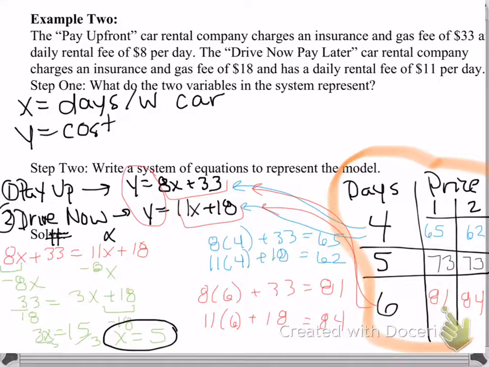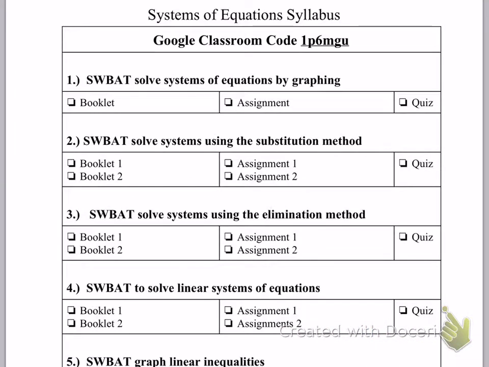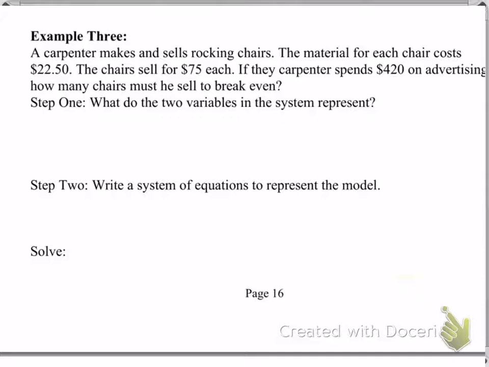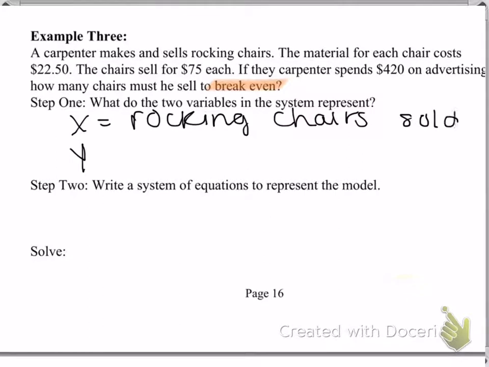And then we've got, I think, one more example that I want to talk about, and that is the carpenter. So the carpenter makes and sells rocking chairs. The material costs $22.50, and the chairs sell for $75 each. So the carpenter puts $420 into advertising. So how much is he going to need to sell to break even? So remember, we got to do our variables. We got x, we've got y. Our x is going to be rocking chairs sold, and y is your amount to break even, or your cost.